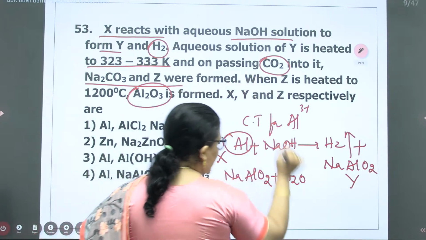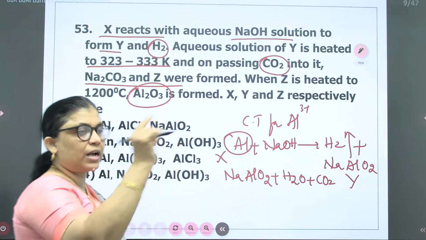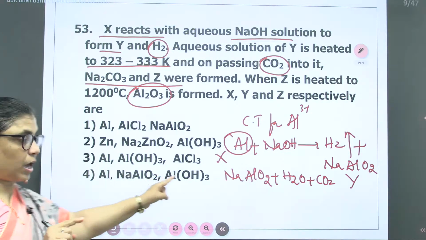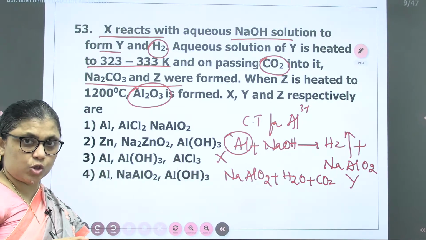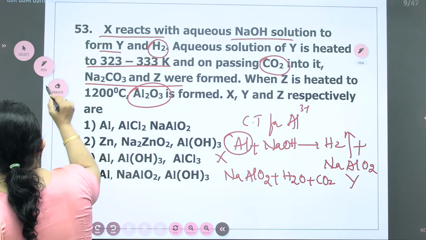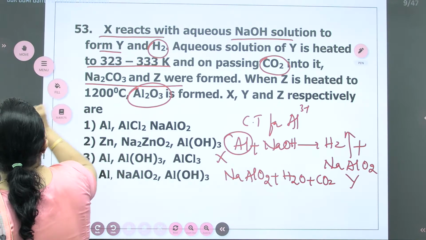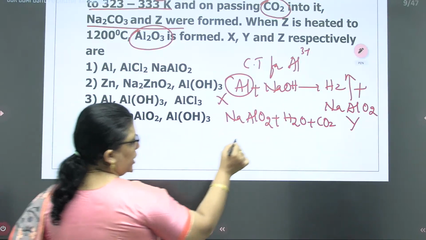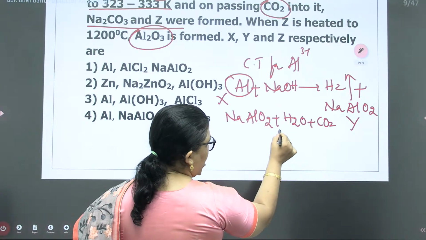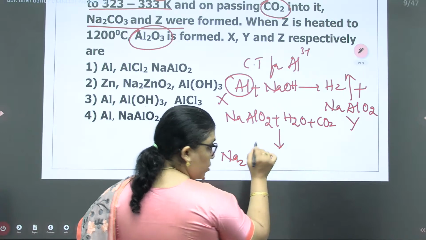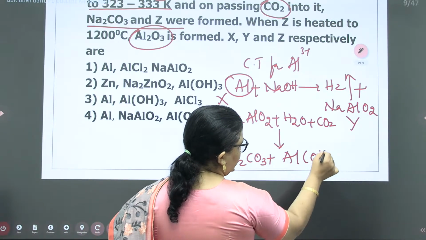Further, what they said, by passing carbon dioxide gas. When they are passing the carbon dioxide gas, they are going to form sodium carbonate. Because, as I said, the aluminate compound is basic in nature. They combine with carbon dioxide in aqueous medium. In aqueous medium, they are going to form what? Sodium carbonate. That's why NaAlO2 plus H2O and CO2 are going to form what? Na2CO3 along with aluminium hydroxide.